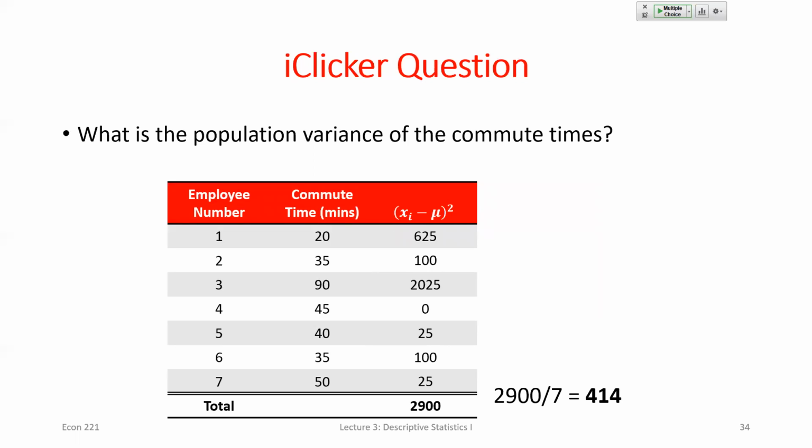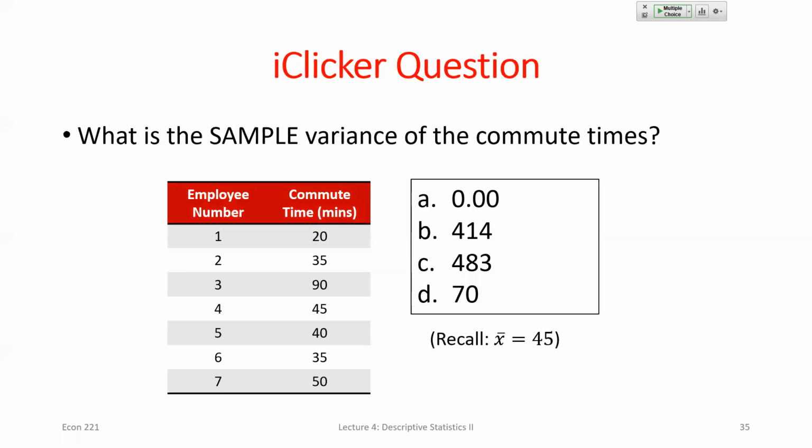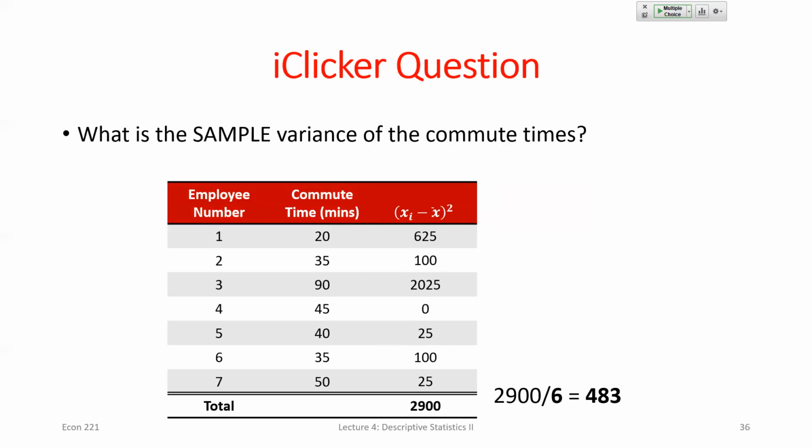I know that my variance now is going to have to be greater than 414, or greater than what it was when I was dividing by just n. So the only value here greater than 414 is 483, or I could have just taken that same 2,900 numerator and divided it by 6. There are 7 employees, so you divide by 6. If there were 8, you'd divide by 7.